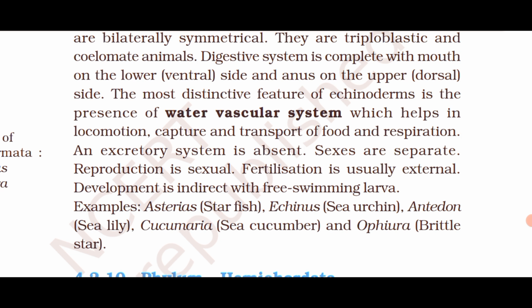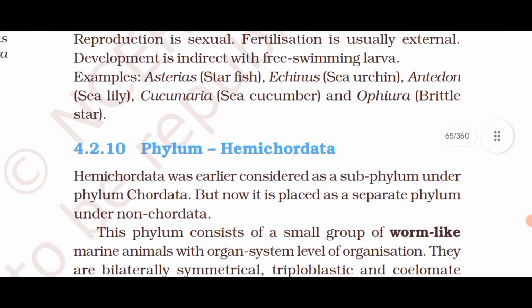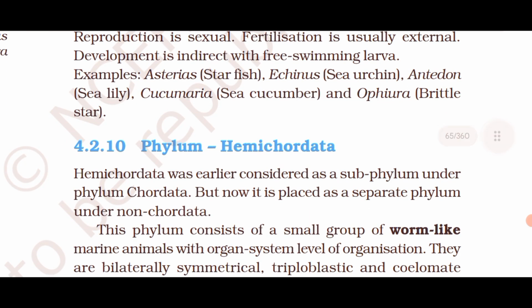Sexes are separate, reproduction is sexual, fertilization is usually external. Development is indirect with free swimming larvae. Examples: Asterias, known as starfish; Echinus, known as sea urchin; Antedon, known as sea lily; Cucumaria, known as sea cucumber; and Ophiura, known as brittle star.